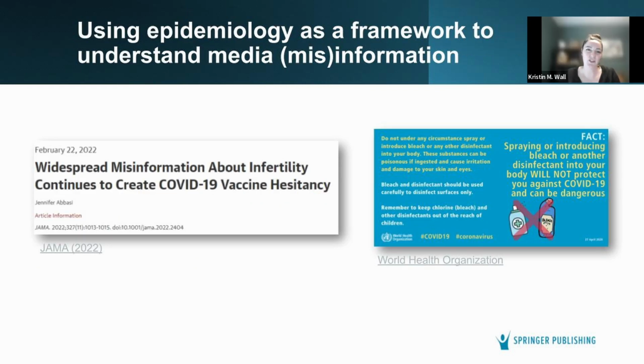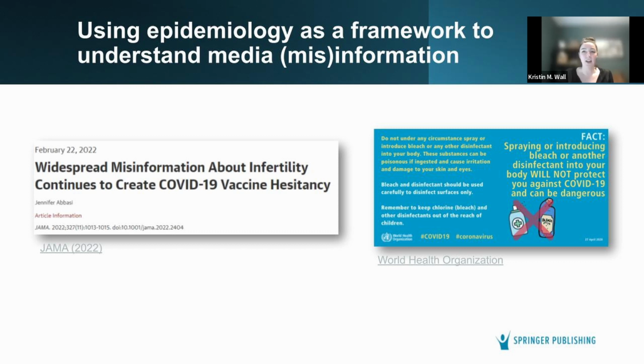So as Lauren mentioned, students today are more inundated than ever with health-related messaging, largely through social media. And unfortunately, health-related misinformation is really everywhere. And levels of health information have really exploded, I think, as most people know, since the pandemic. So for example, there was a recent article in JAMA discussing how misinformation about COVID vaccines causing infertility was leading to vaccine hesitancy.